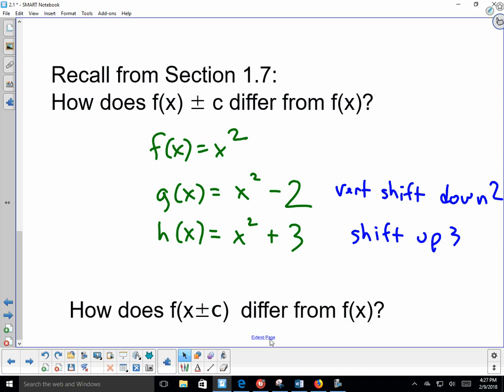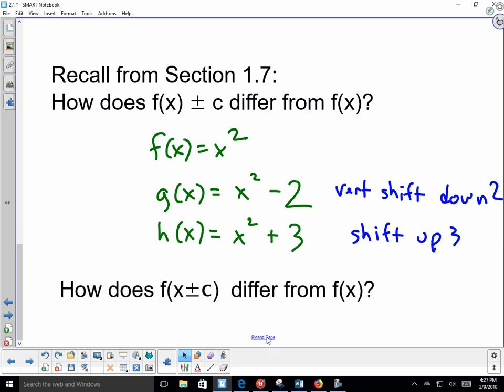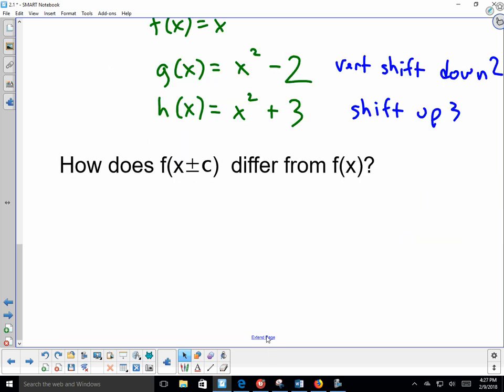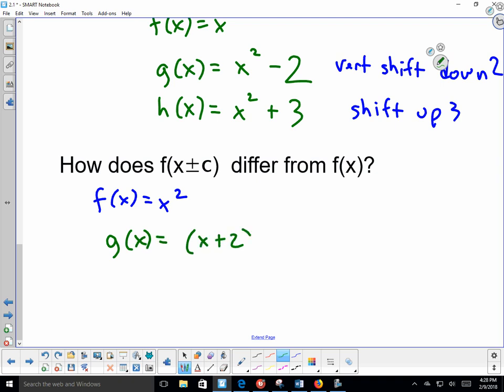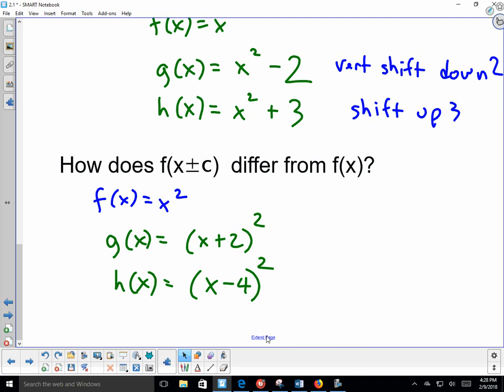What about if we are adding or subtracting a number to the x itself? So how is that going to be different? So again, if I have a parent function, f of x equaling x squared, what is going to look different if I have g of x equaling x plus 2 quantity squared? Or h of x equaling x minus 4 quantity squared. Well, let's investigate to make sure we're remembering how that works.